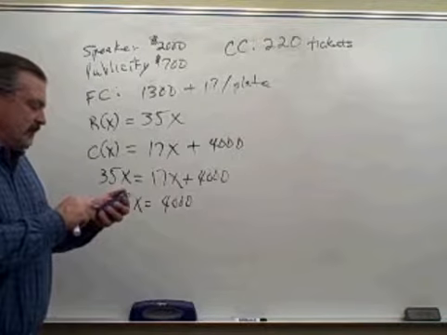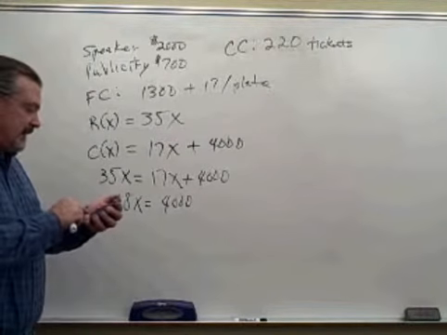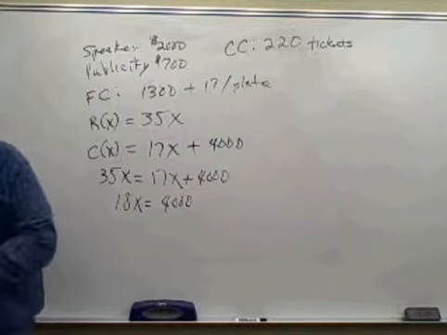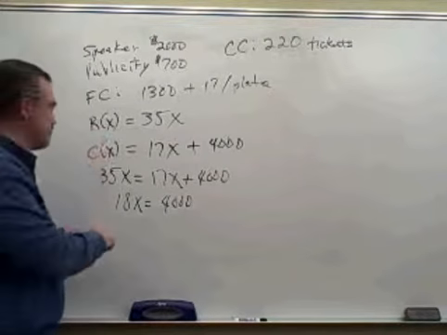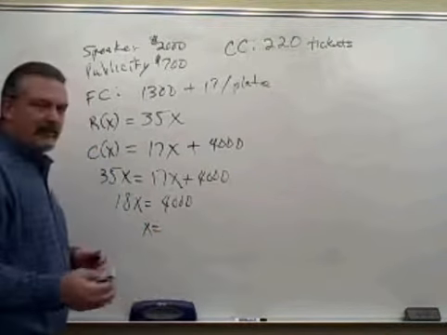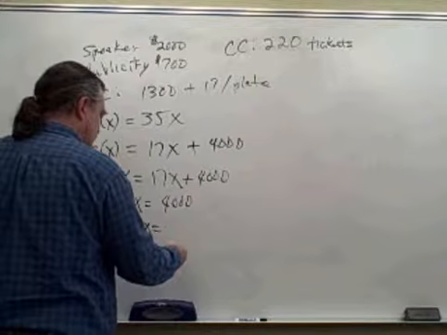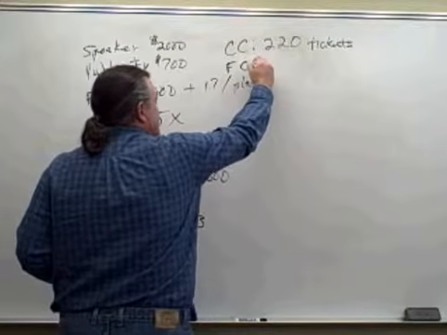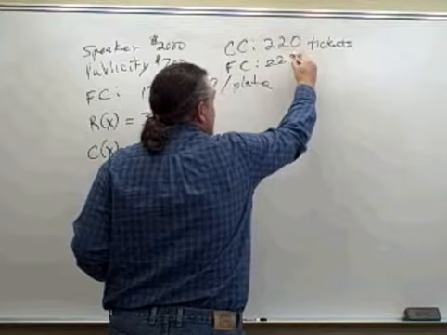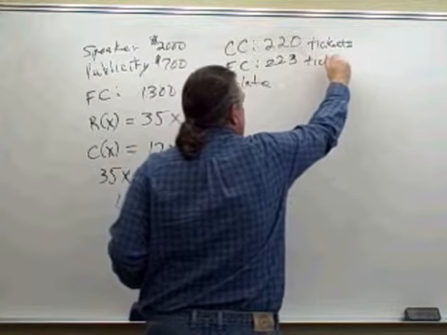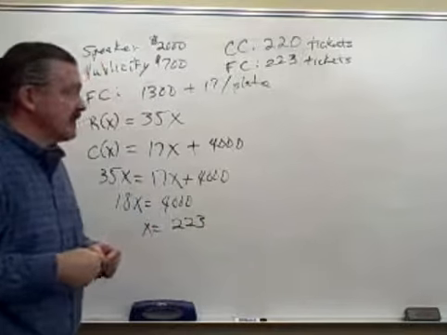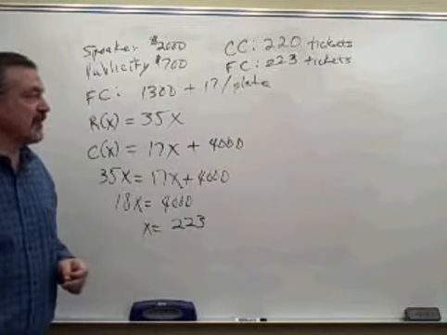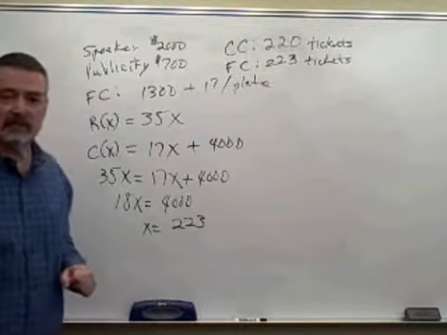Take my calculator, 4,000 divided by 18 equals 222.222222, repeating twos. Well, you can't sell partial tickets. You've got to sell the next whole number of tickets, which would be 223. So if we go to the Farrell Center, the break-even point is 223 tickets. If we go to the convention center, it only takes 220 tickets to break even. If we go to the Farrell Center, it takes 223.